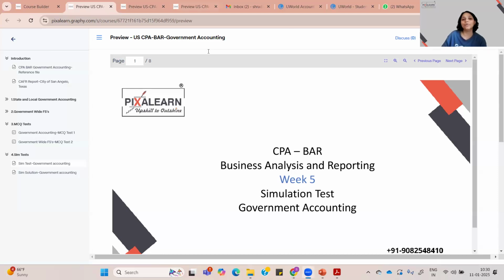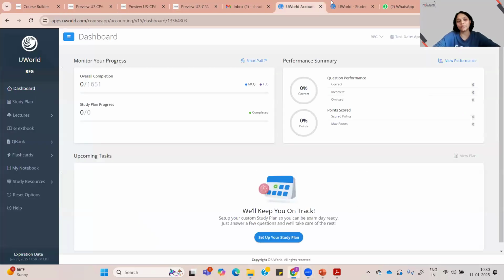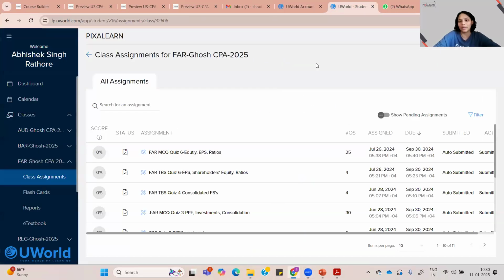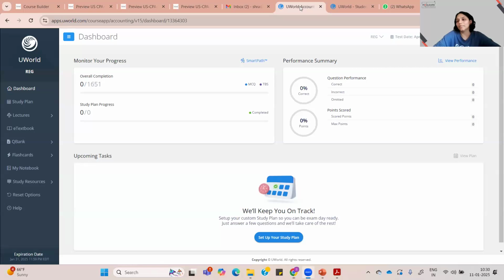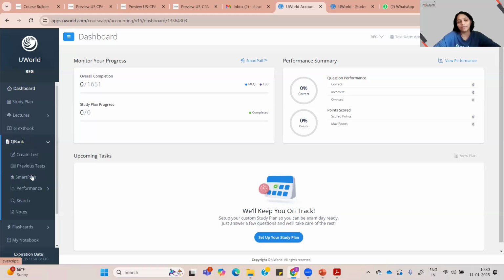Now for those of you who have taken UWorld, I'll just quickly go through the interface once for you guys. This is the student interface of UWorld, and Harsha is already there, so she would know. If you go here, this is your self-study mode. You can look at your lectures, you can have the ebook, you can have your question bank, and from your question bank, you can even create your own test, your own SIMs here.